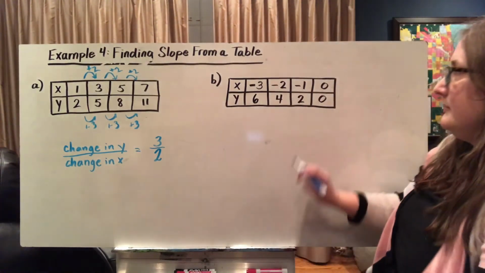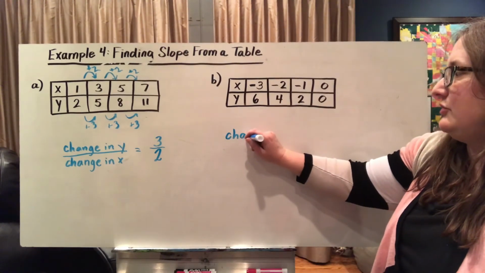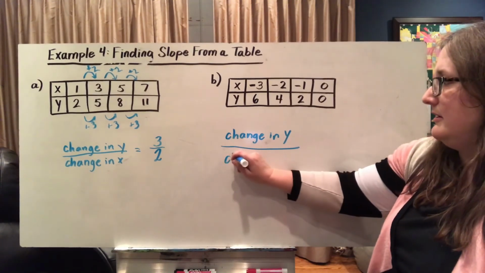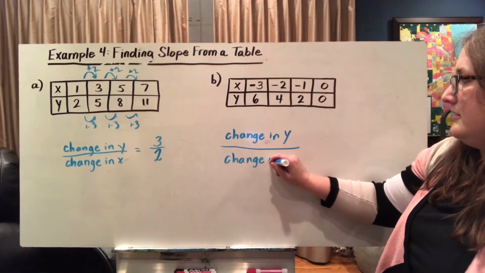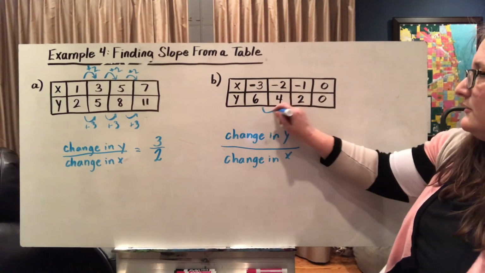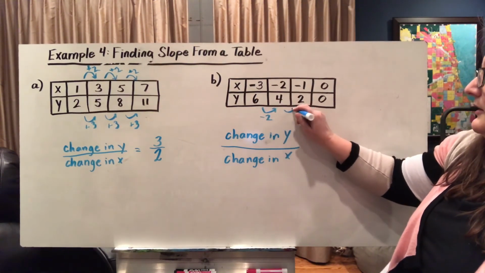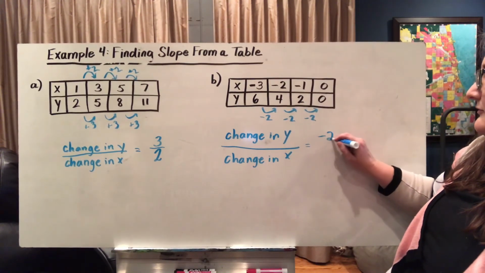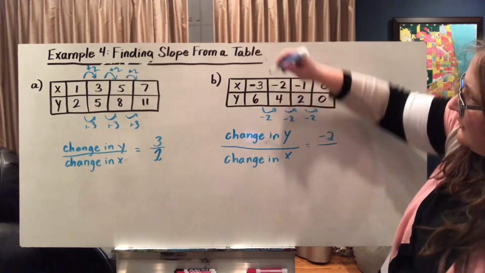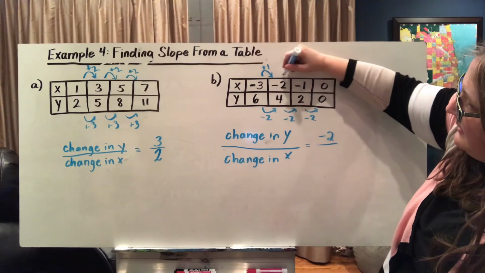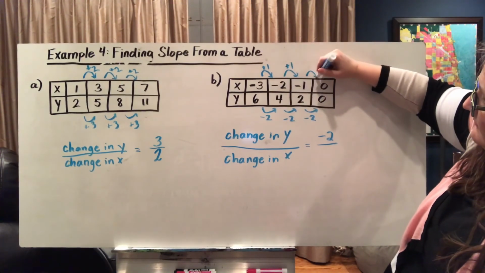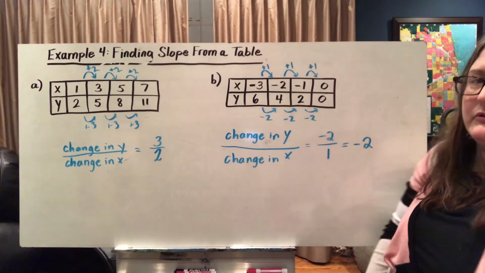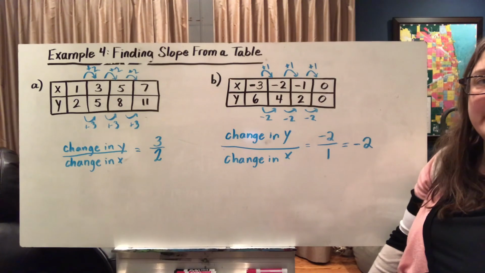I'm going to do the same thing here. So change in y over change in x. So first looking at my y values. This time they're going down 2, down 2, down 2. So my change in y is negative 2. My x values are going up 1, up 1, up 1. So negative 2 over 1. This one actually simplifies to a whole number, so I could just write this slope as negative 2.